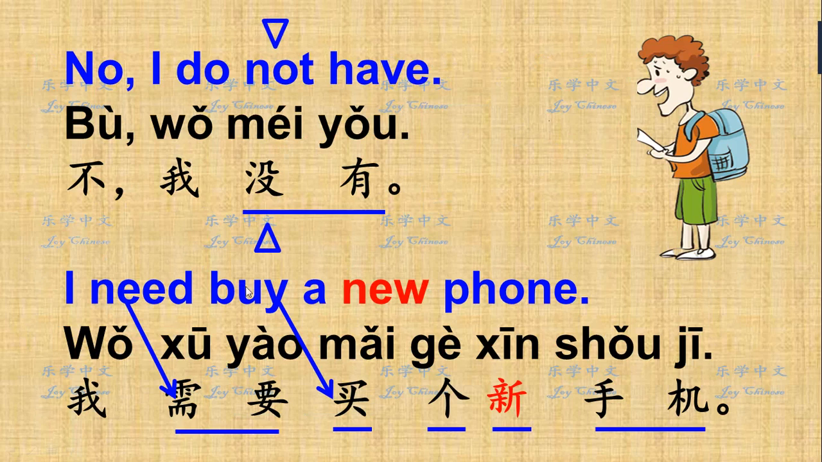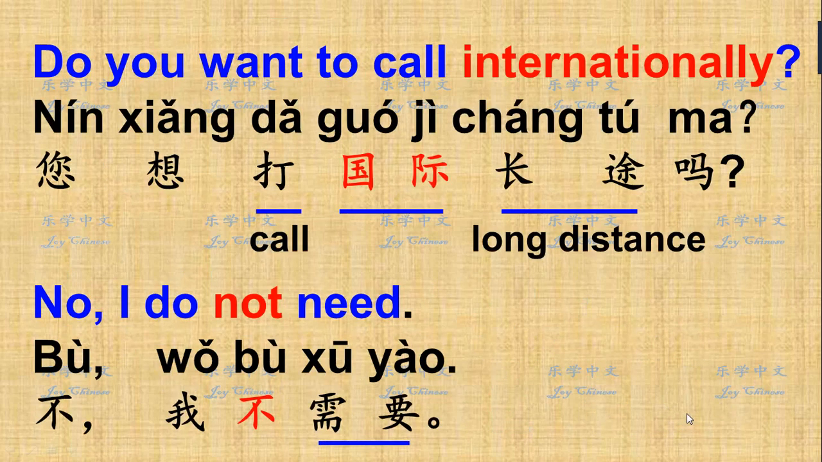I need to buy a new phone. 我需要买个新手机。Or he can say 我需要买一个新手机. I need to buy a new phone. 不，我没有。我需要买个新手机。I need a new phone.